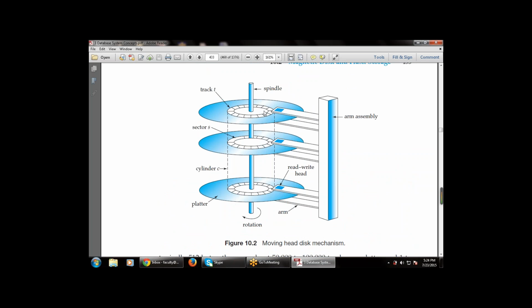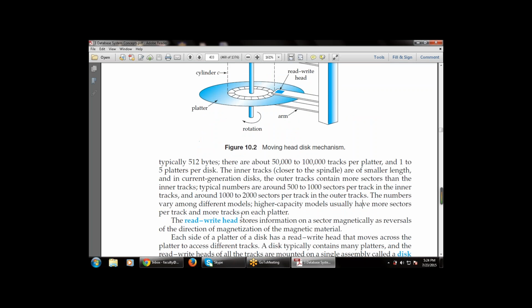There are more sectors on a track, and there are more tracks on the one platter. This is a platter, these are the tracks, and this is the sector. So more sectors, more tracks on the one platter. That is also one piece of information if there is a high speed platter.